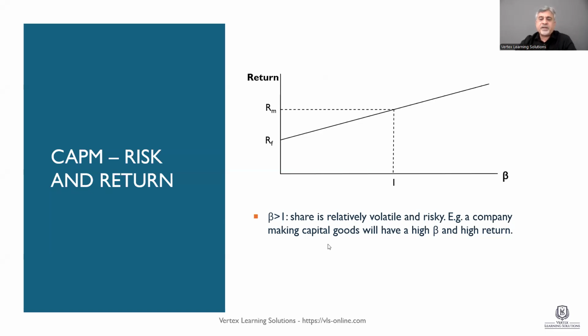Example: a company making capital goods will have a high beta and high return. What are capital goods? Capital goods are the non-current assets. And they always face higher risk because people stop buying them as soon as economic activity goes down. For example, cars, houses, electronic goods, refrigerators, televisions, maybe furniture. All these are capital goods.